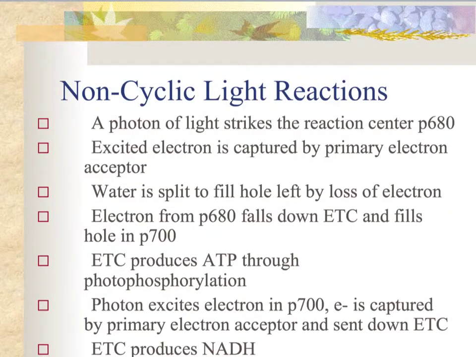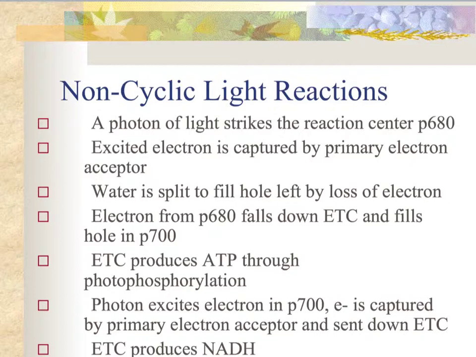And then just talking a little bit more in detail about how those light reactions occur. A photon of light strikes the reaction center. That electron is captured by the primary electron acceptor, and then water is split to fill the hole that's left by the loss of the electron. So then you have hydrogen ions there that are lost as well. So then the electron from P680 falls down the electron transport chain and fills the hole in P700.